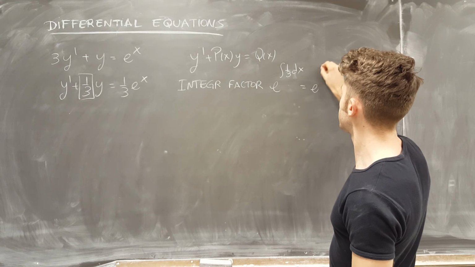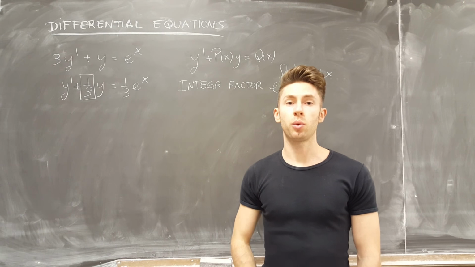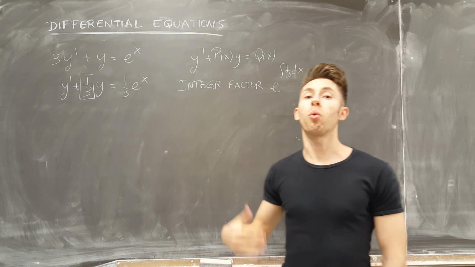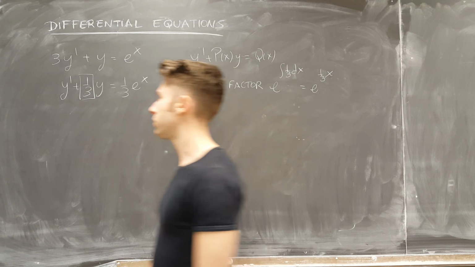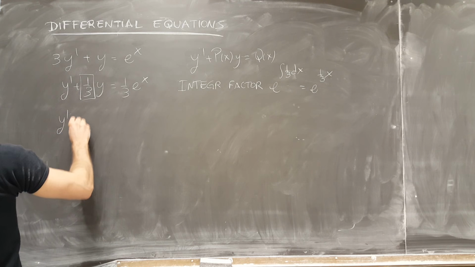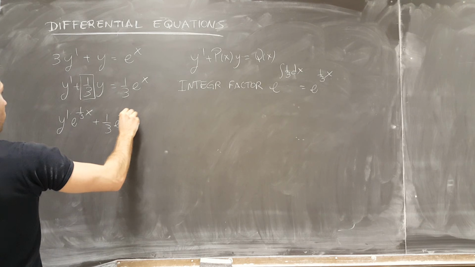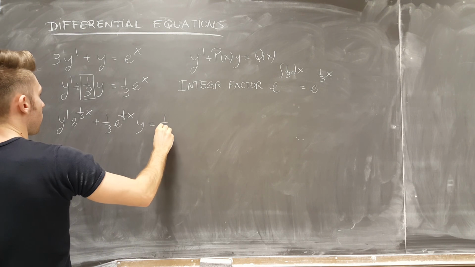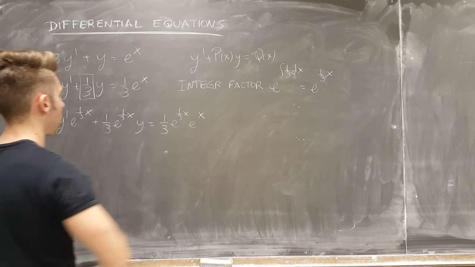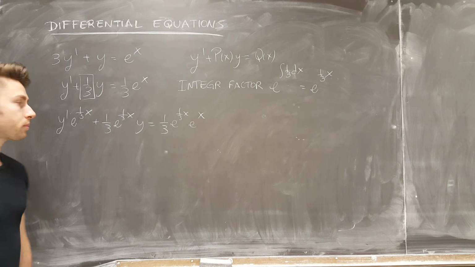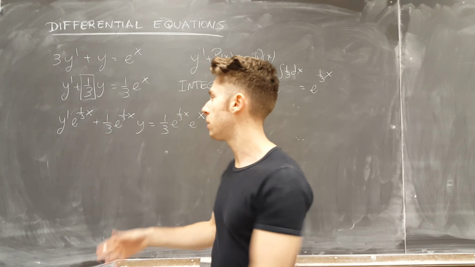Here, we're just looking for an integrating factor, so we don't need to add any constants. It's enough to pick one antiderivative. Now let's multiply both sides by this integrating factor. Okay, like so.